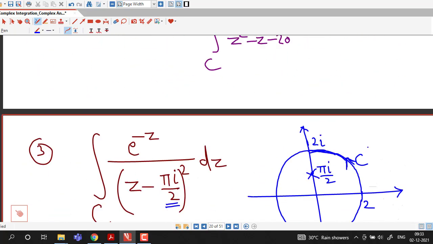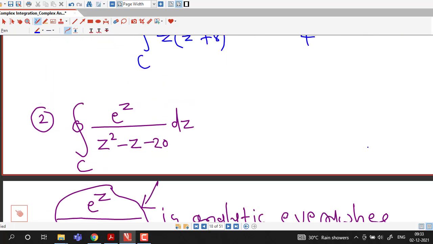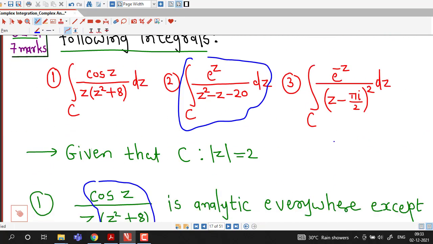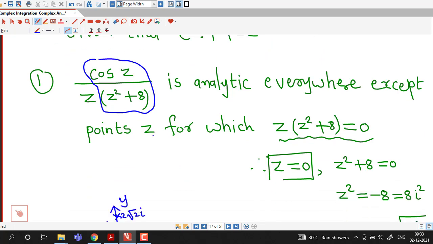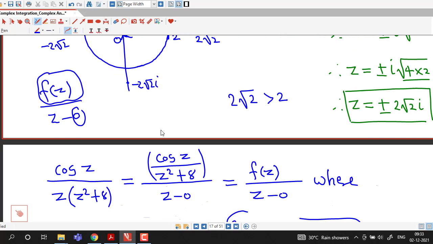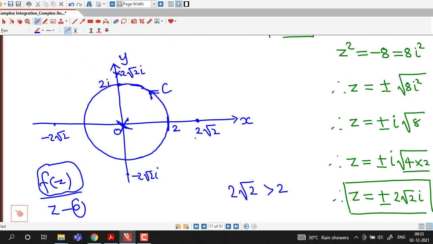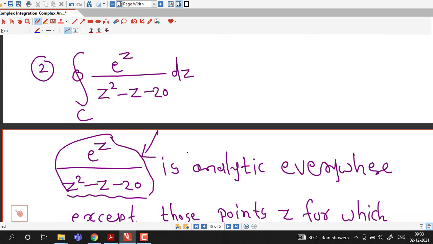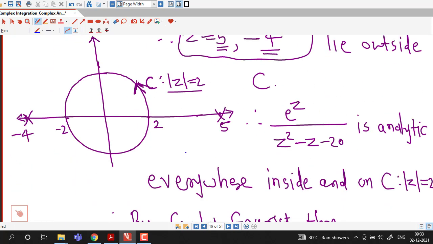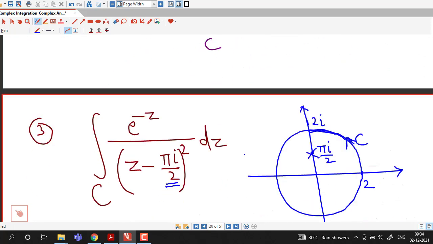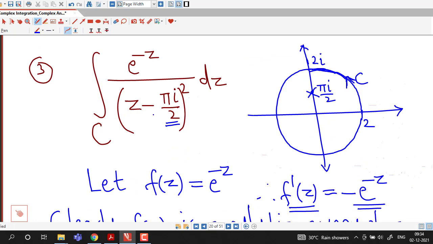So these are easy questions on Cauchy integral formula and Cauchy-Goursat theorem. We can see in all the integrals our contour was mod z equal to 2. In the first part our function was cos z over z square plus 8, and we applied Cauchy integral formula, and 0 was inside this contour. In the second part our function was analytic everywhere inside and on this simple closed contour, so by Cauchy-Goursat theorem we proved that the value of this integral is 0. And here we again applied Cauchy integral formula with f of z equal to e raised to minus z.